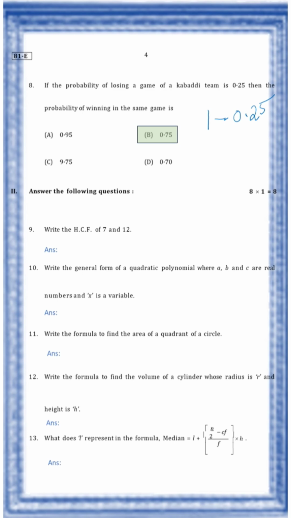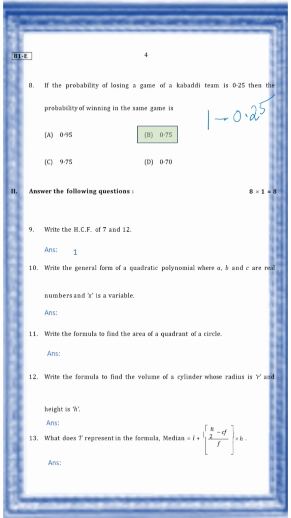Write the HCF of 7 and 12. There are 8 questions. Each carries 1 mark. Okay, 1 mark questions. Second main: write the HCF of 7 and 12. Here observe, 7 and 12 are co-prime numbers. The HCF of co-prime numbers is always 1. So the answer is 1.